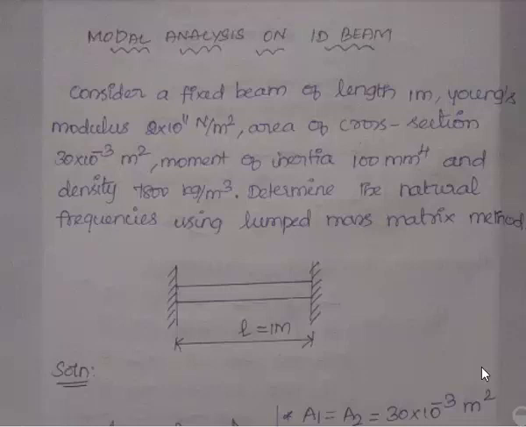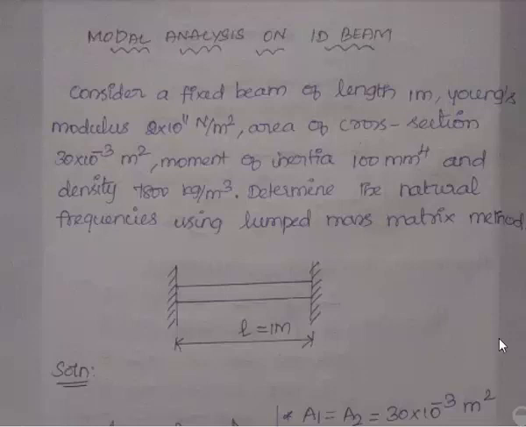Dear students, in this lecture video we are going to solve a problem on modal analysis performed on a one-dimensional beam element using the lumped mass matrix method. Consider a fixed beam of length 1 meter, Young's modulus 2 × 10^11 Newton per meter square, area of cross section 30 × 10^-3 meter square, moment of inertia 100 millimeter power 4, and mass density 7800 kilogram per meter cube. Determine the natural frequencies using the lumped mass matrix method.